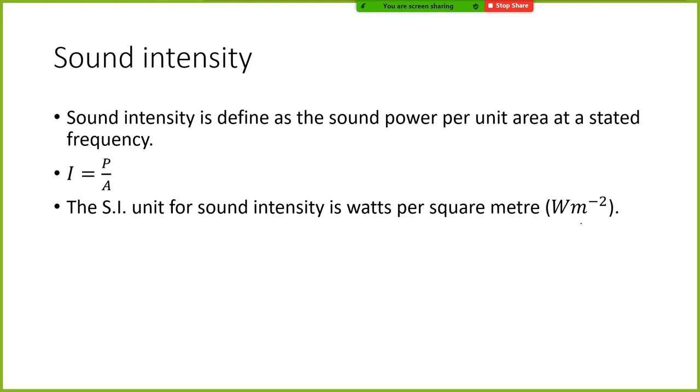So if you say that something is very intense, then obviously it's going to have a lot of power per unit area. Now, as it pertains to the unit, if you know the unit for power and the unit for area, then you can find the unit for sound intensity, which is watts per square meter. So that's pretty much how we find the intensity of sound.